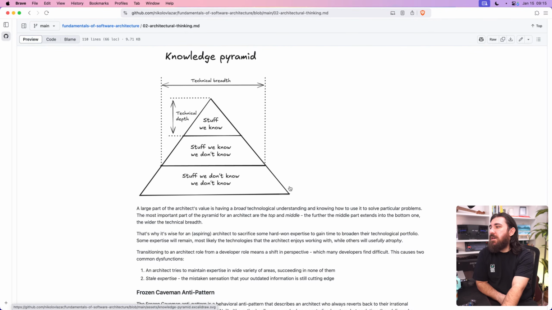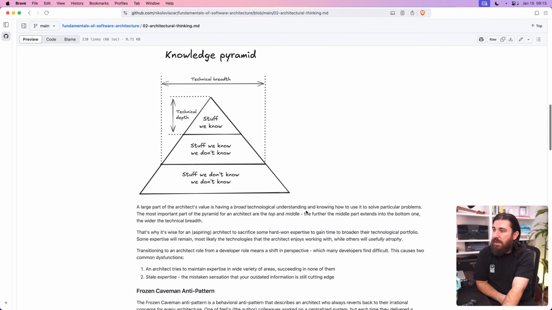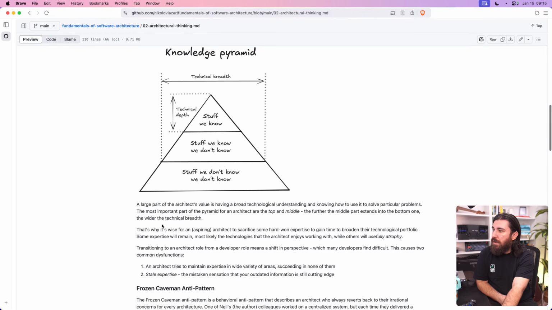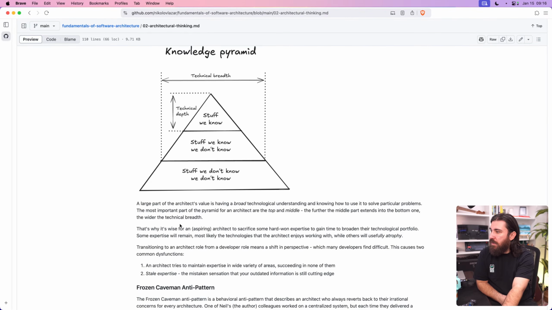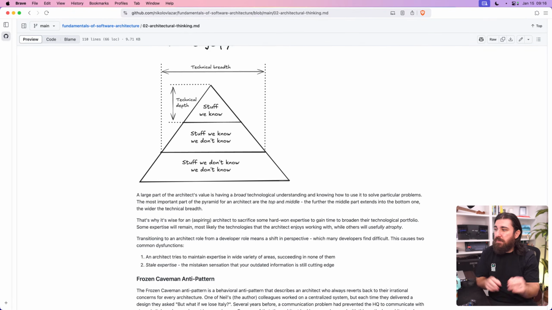The more the architect does that, the more technical breadth they have, and that's where the value comes from, right? Having a broad technical understanding and knowing how to use it to solve a particular problem. Yes, the top and the middle. That's why it's wise for the architect, but also aspiring architects, people like you watching, to sacrifice some hard-won expertise to gain time to broaden their technological portfolio, right?